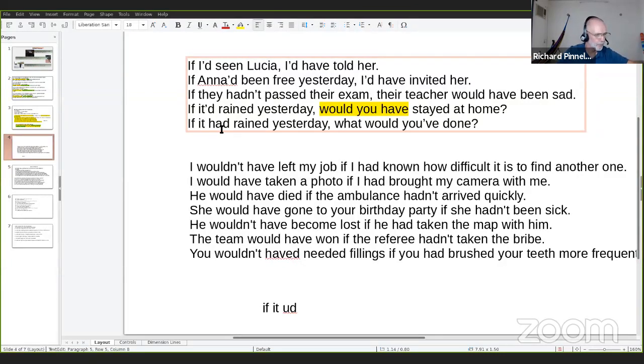Repeat. If it had rained yesterday, what would you have done? Yeah, so it's easier for you to say that, and you can say that, it's okay, but you're never really going to sound like a native if you don't use the contractions. People will understand you. It depends.